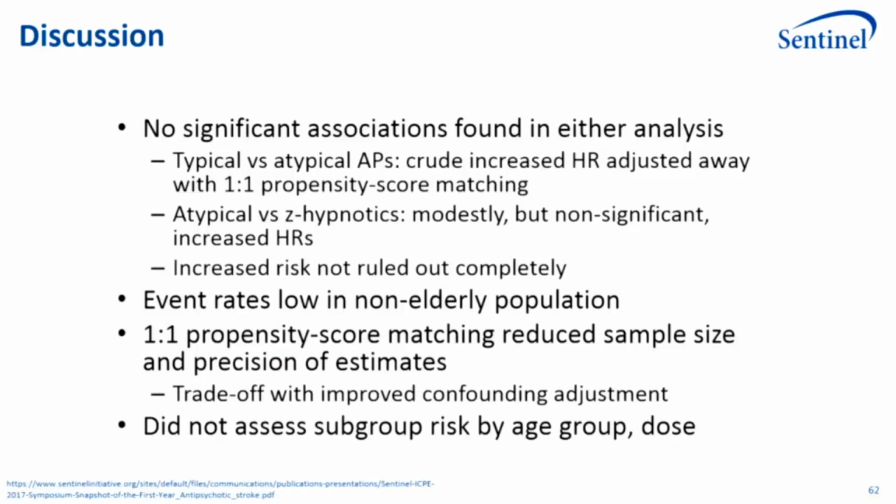Some conclusions and discussion. There were no significant associations found in either study. AIM-1 compared the typical antipsychotics versus atypical antipsychotic users. We observed crude increased hazard ratios adjusted away after propensity score matching. AIM-2 compared atypical antipsychotic users versus Z-hypnotic users. We observed modestly but non-significant increased hazard ratios.